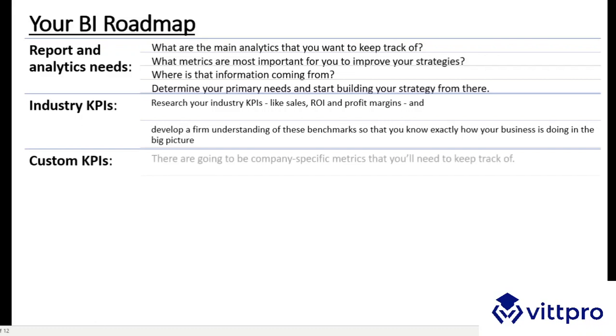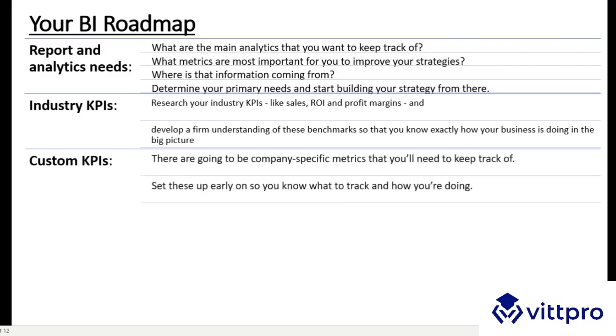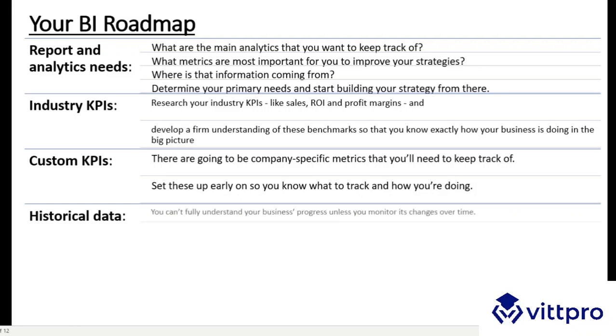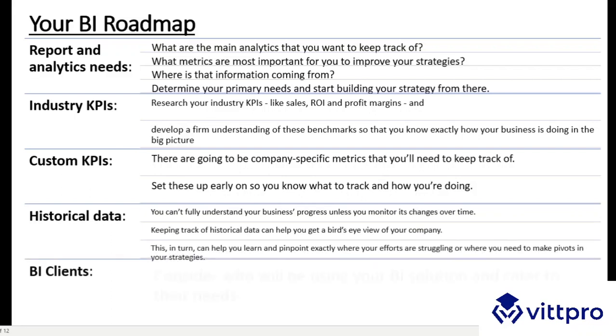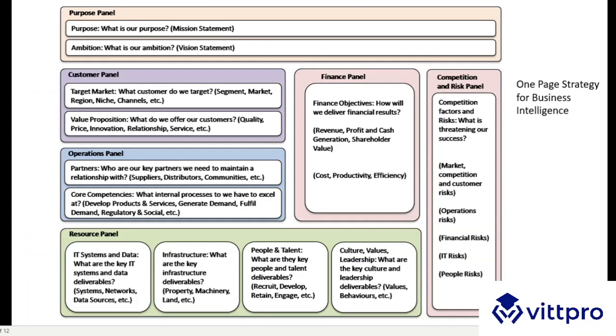So that's the thing. And you may have your company custom KPIs, which are the company specific metrics that you will keep a track of. And then you need to set them up early in the beginning when you are developing your balance scorecard. And then you will be using the historical data for the purpose, so that you can keep an eye on what has happened and what is going to happen. So this is a normal one page strategy that is used for business intelligence.